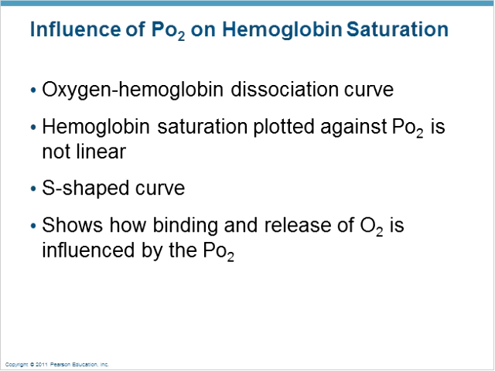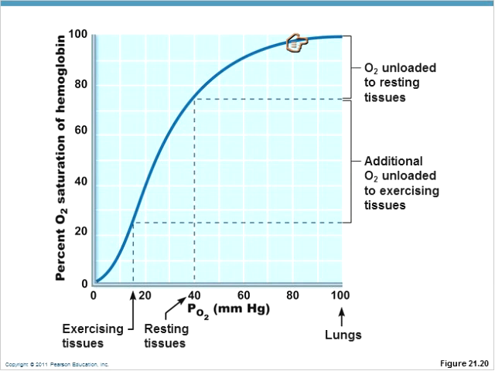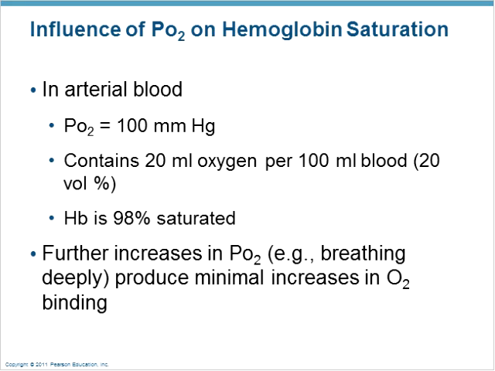The influence of PO2 on hemoglobin saturation is the oxyhemoglobin dissociation curve. Hemoglobin saturation is plotted against PO2. It's not linear. It's an S-shaped curve. And it shows how binding and release of oxygen is influenced by that PO2. You're seeing this S curve as you go. And so you see that percent of oxygen saturation, and the unloading to resting tissues and additional O2 loading to exercising tissues. You can see how that changes, and how O2 saturation changes based on that curve.